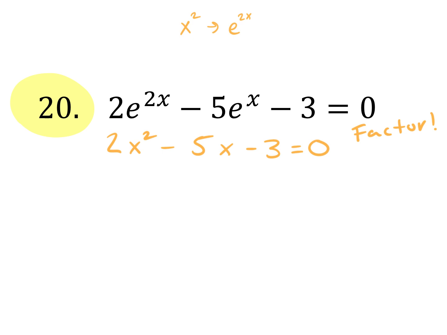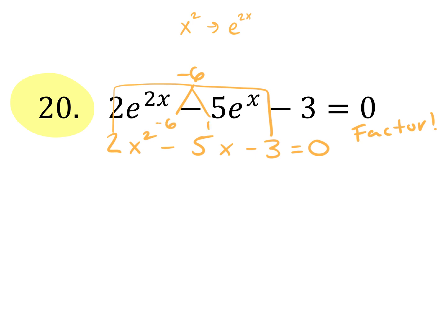How would I factor this? What should I do first? Do we have a GCF? No. So then what do? Multiply the first times the last. So 2 times negative 3 would be negative 6. What are 2 factors of negative 6 that add to negative 5?